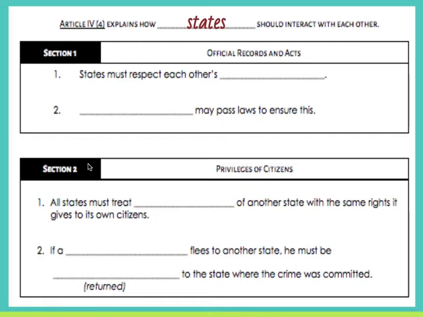So the first section is titled Official Records and Acts. The first thing they say is that states must respect each other's laws. In other words, if we travel to Indiana, we are responsible for respecting those states' laws. And Congress can pass laws to ensure that this happens. Remember, the Articles of Confederation did not require that. So it makes sense then that some of the first things that the Founding Fathers do are clarifying what the states can and probably more importantly cannot do.